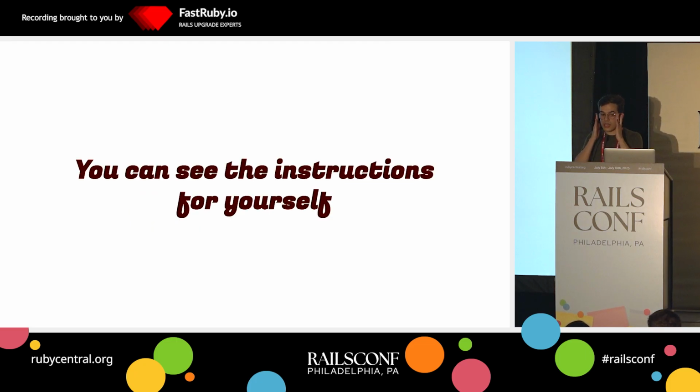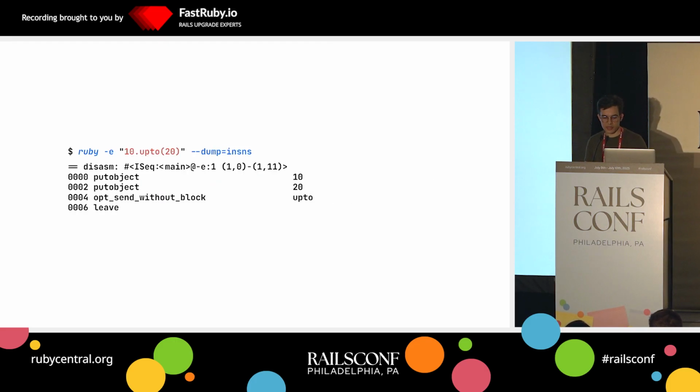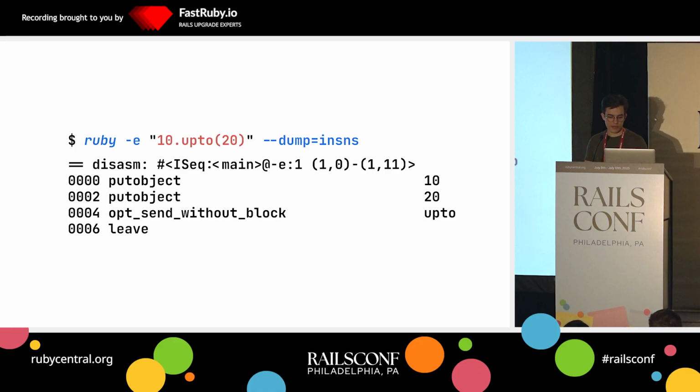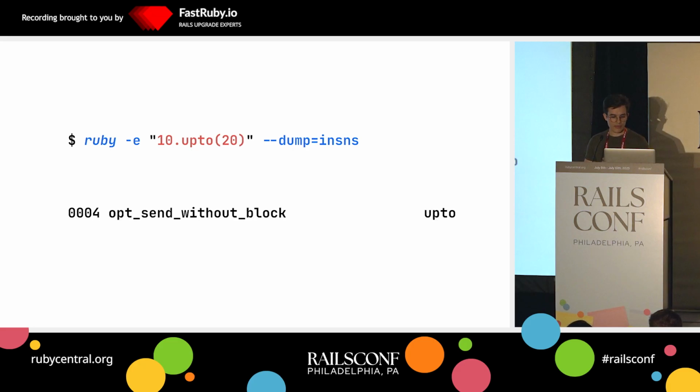What's cool about Ruby is that you can see these instructions for yourself. If you call Ruby with some code and the --dump=insns option, you will get this. If I clean it up a little bit and zoom in, you get this. These are the instructions for 10.upto(20). First instruction is put object with 10, then put object with 20. Then we have this opt_send_without_block with the upto argument. And lastly, it leaves, which basically returns.